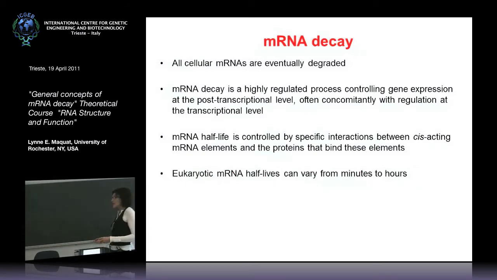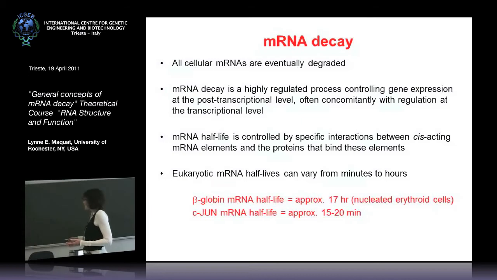Eukaryotic mRNA half-lives can vary from minutes to hours. Generally, the faster a cell divides, the shorter-lived its mRNAs. So bacterial mRNAs have much shorter half-lives than mammalian cell mRNAs. And I've given a few examples here.